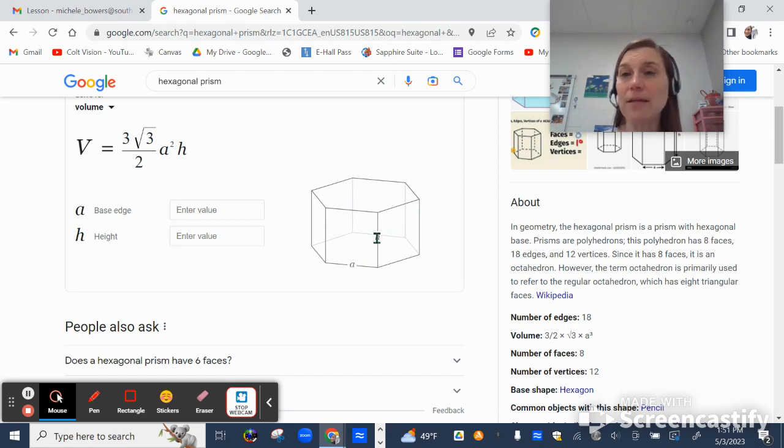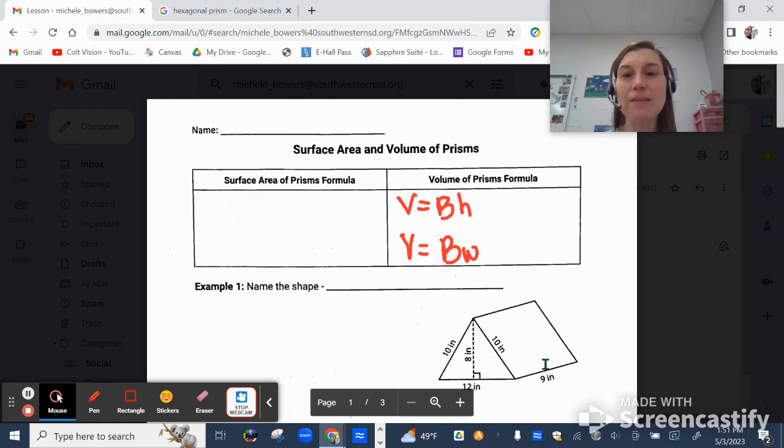So if it's standing up like this with the congruent face on the bottom, then it would be like the height. But if it was facing you, like in this picture, you might think of it as the width because it's how wide it is. But either way, it's the distance between those two congruent faces.